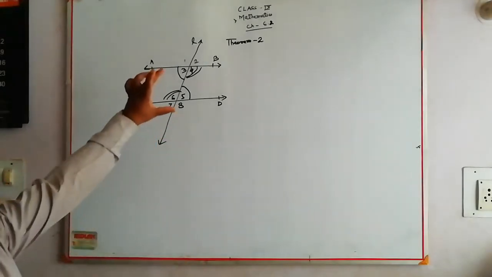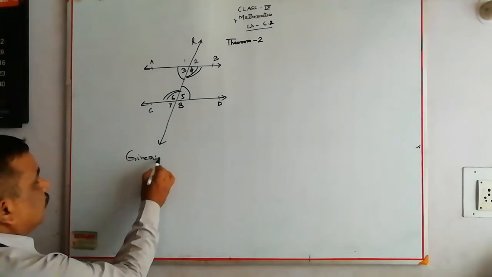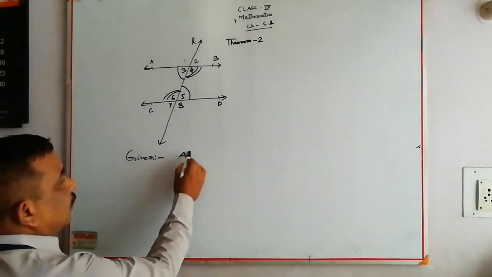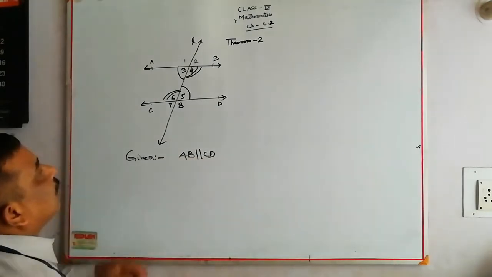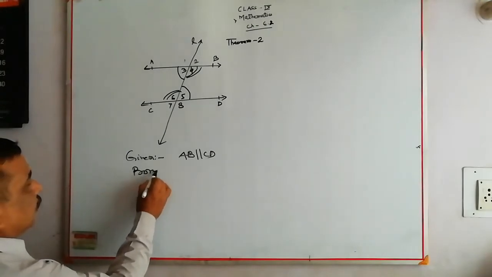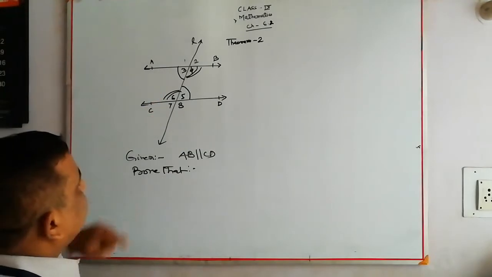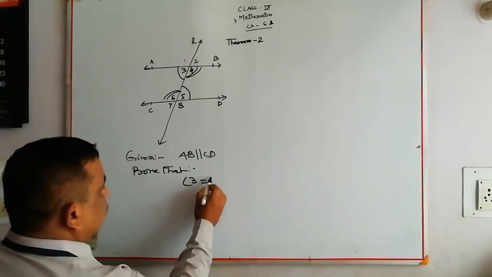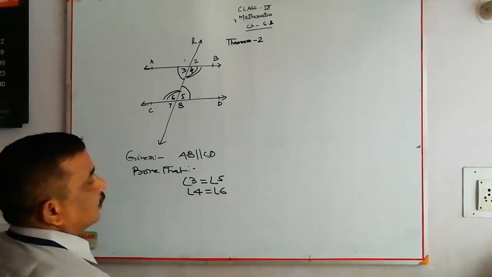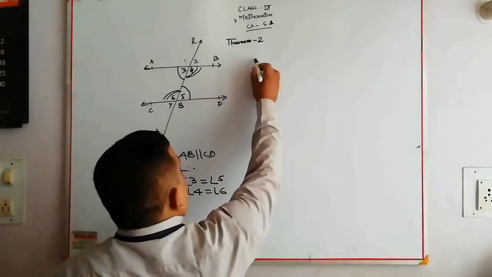So firstly, from the theorem you write given. Given means AB and CD are two parallel lines, AB parallel to CD, and L is the transversal line. Then prove that angle 3 is equal to angle 5, and angle 4 is equal to angle 6. Then proof.